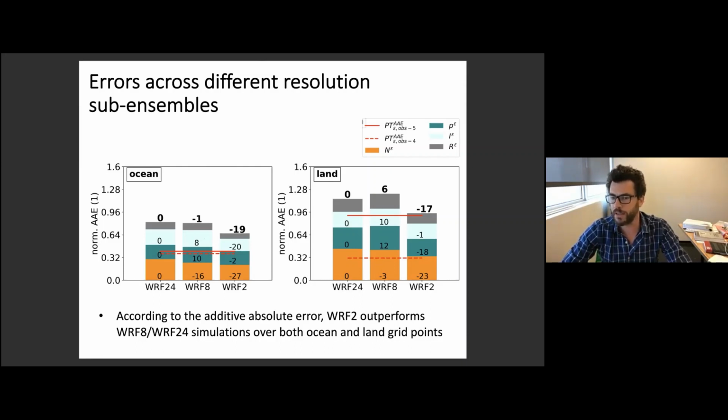And if we look at land grid points, the WRF-8 deteriorates compared to the WRF-24. And what we see is that the WRF-2 still improves compared to the WRF-24 by also about 20%. And it does it by basically improving all three terms, which is also quite nice in both cases, although the terms that are improved are not necessarily the same. For example, over land, it seems that a lot of the improvement is coming from the probability, so the frequency of the rain, but this frequency doesn't seem to play a role over the ocean.